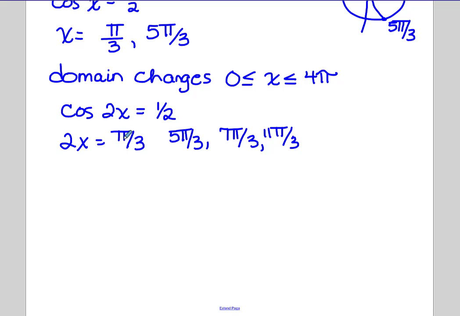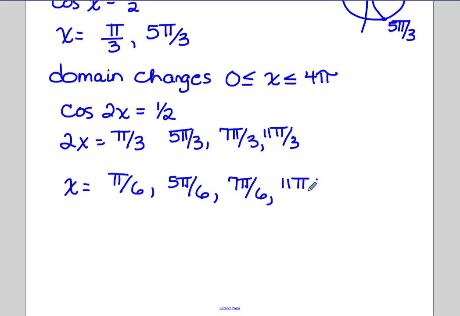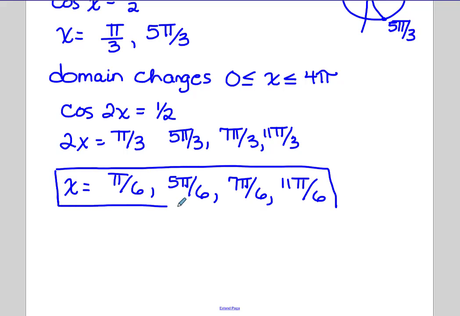So dividing each one of these terms by 2, because we want to solve for 1x, pi over 3 divided by 2 is pi over 6, and 5 pi over 3 divided by 2 is 5 pi over 6, and this one divided by 2 is 7 pi over 6, and this one divided by 2 is 11 pi over 6. So now we've reduced it back down to that single angle from 0 to 2 pi. So all of the places where cosine of the double angle would be 1/2 would occur at those 4 points.